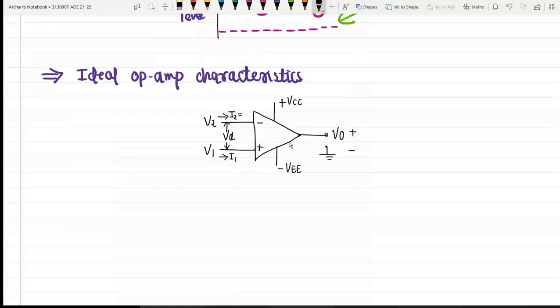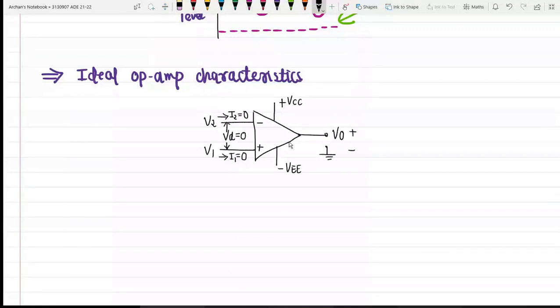Ideally, what should be these values? Right now I have not provided any voltage to these two terminals, so the difference voltage should be equal to 0. As the difference voltage is 0, the input current I1 must also be equal to 0, and I2 must also be equal to 0. And whatever output we are getting will be equal to 0 as of now.